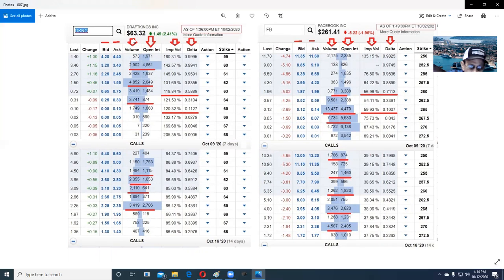Well, DraftKings over here, this was taken on October the 2nd. This is when we took the snapshot at 1 o'clock in the afternoon. This is the last week. This is just about to be on Friday. This ain't going to expire here on the 9th. It's going to expire in a week.